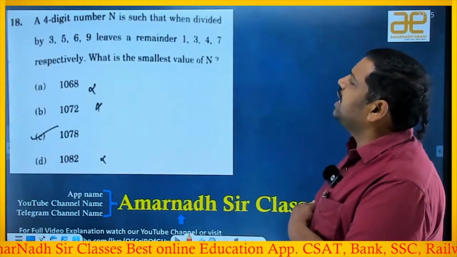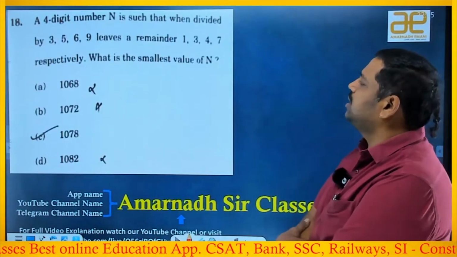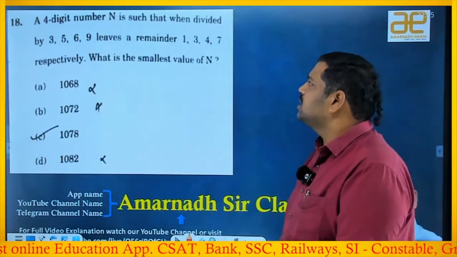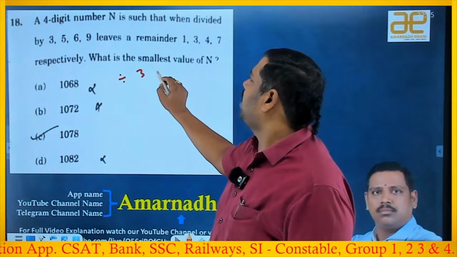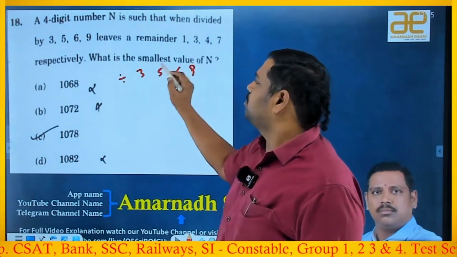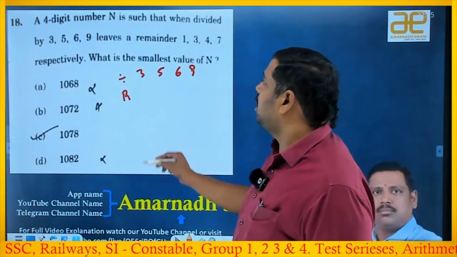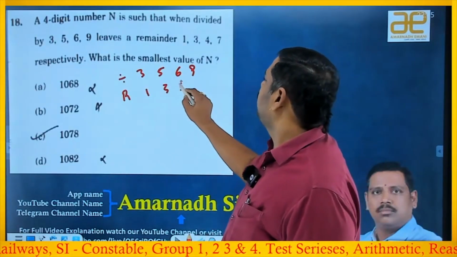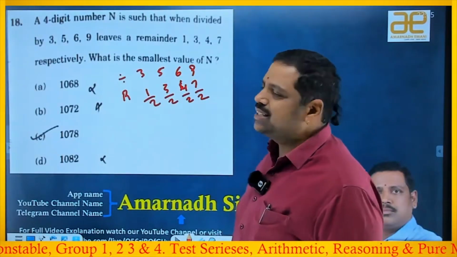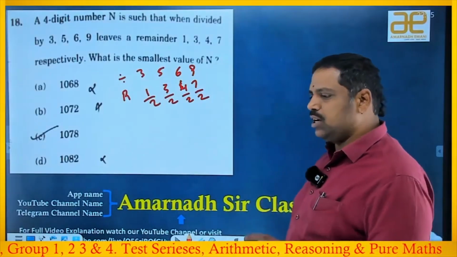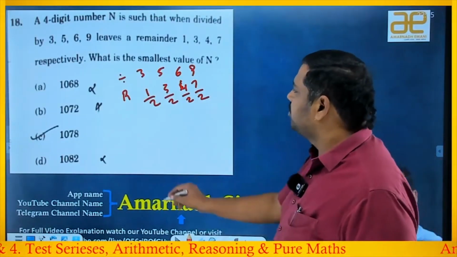A 4-digit number n is such that when divided by 3, 5, 6, 9 leaves a remainder of 1, 3, 4, 7 respectively. What is the smallest value of n? Observe, you are dividing with 3, 5, 6 and 9. Actually, if you observe, this is a direct question from our class, right? Okay, the remainders are 1, 3, 4, 7. Observe, the differences are the same, right? So the difference is the same means in the class I have explained the complete concept, but now I'm not giving you that concept. Okay, just normally I'm going with the concept.